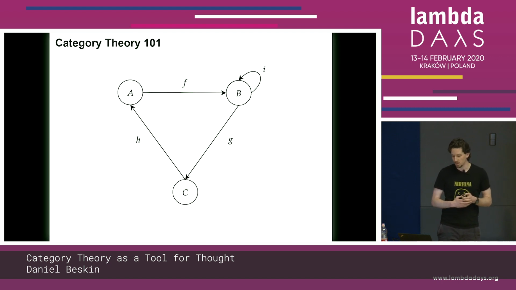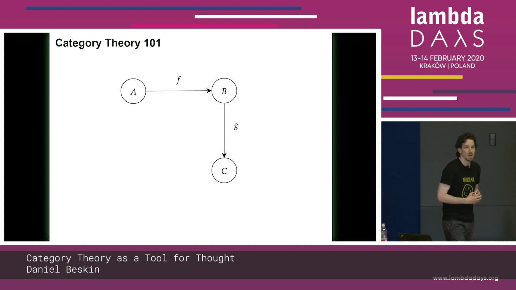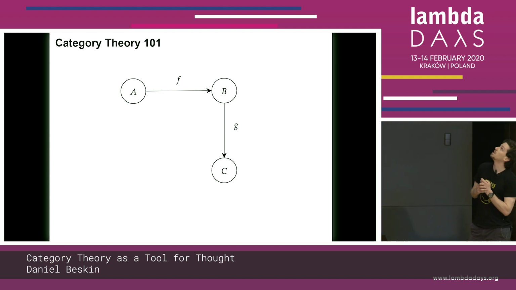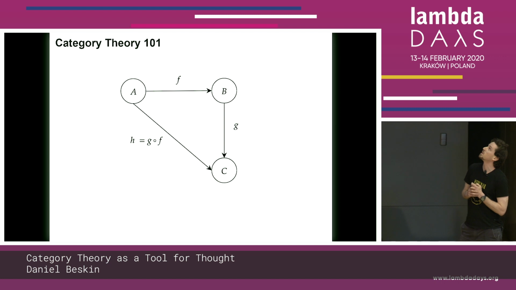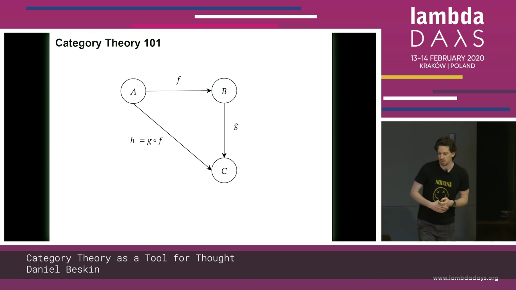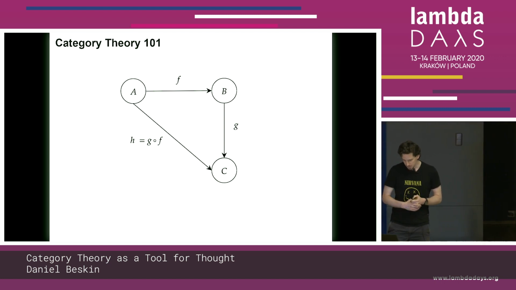So specifically, morphisms must compose. So if we have one morphism going from A to B, and another going from B to C, we must have a composite morphism that does the same thing directly from A to C.